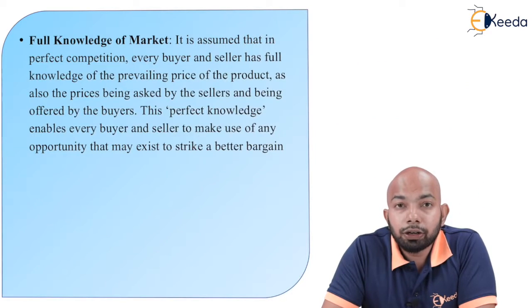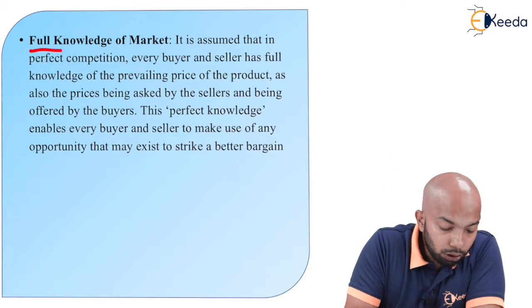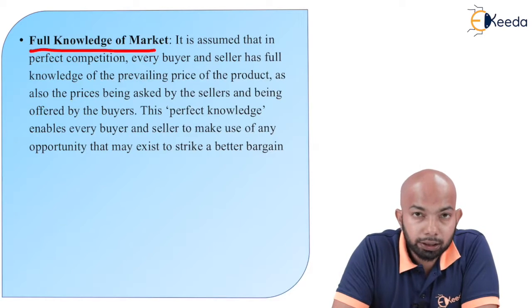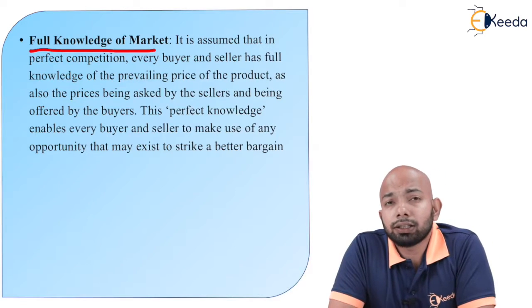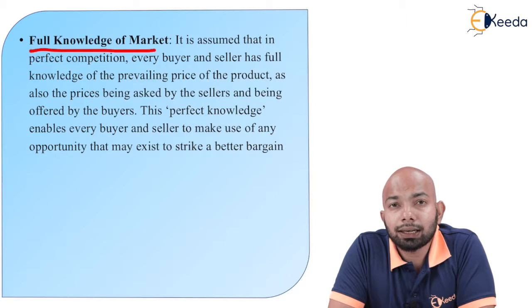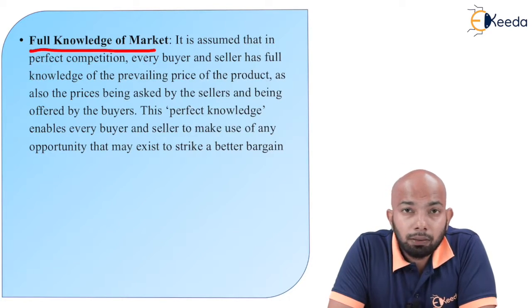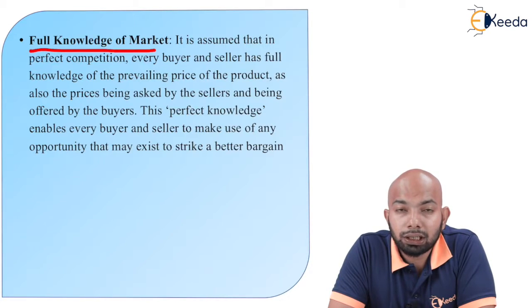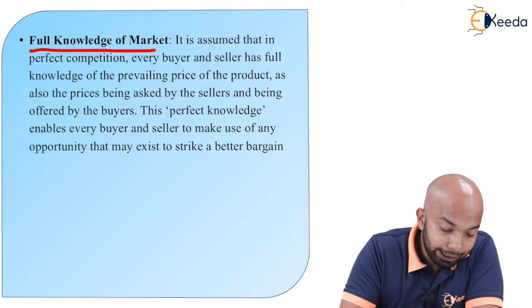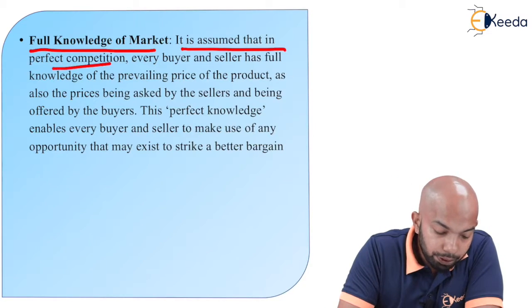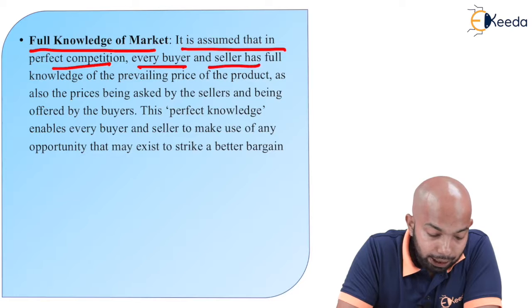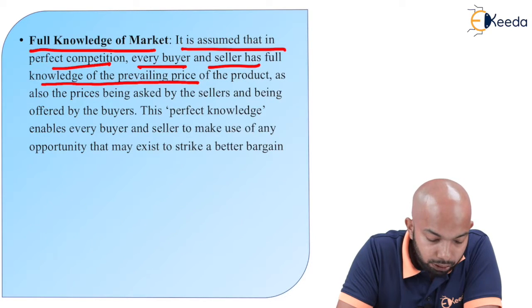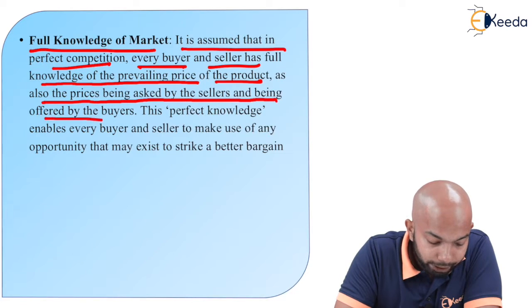Now, the next feature refers to full knowledge of the market. Complete knowledge of the market. As we discussed in the first place itself, what exactly is perfect competition means everyone has every knowledge about the price. Both the buyer and the seller are completely aware of what the price is, what the product is, and what the use of it is. Hence, it is assumed that in perfect competition, every buyer and seller has full knowledge of the prevailing price of the product, or the price being asked by the seller and being offered by the buyer.